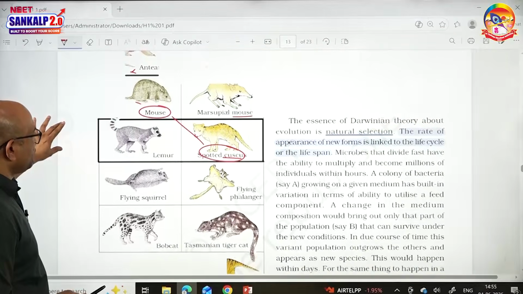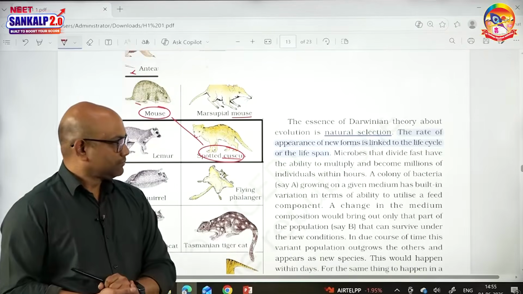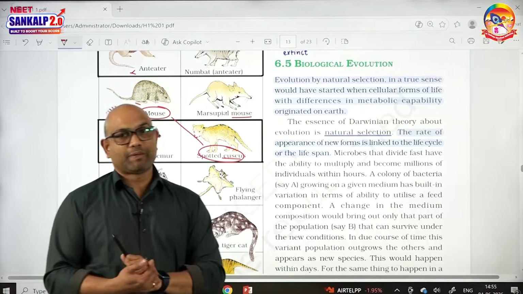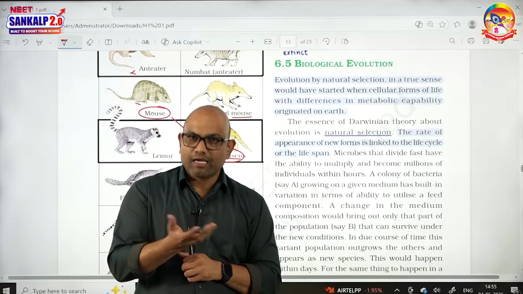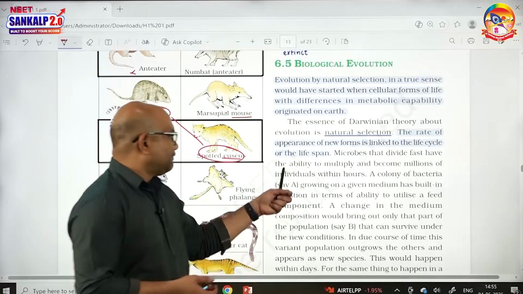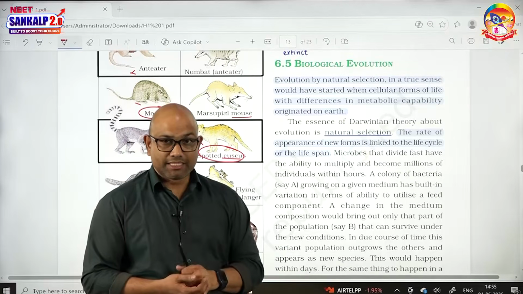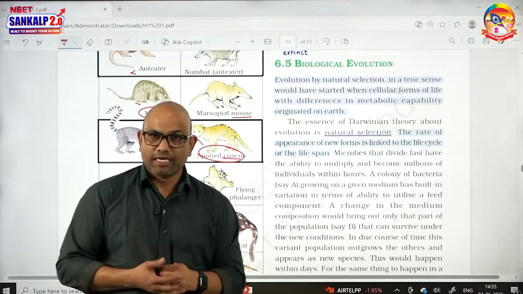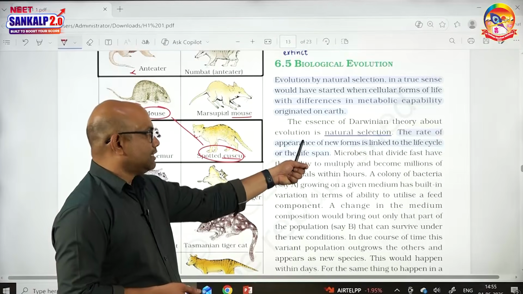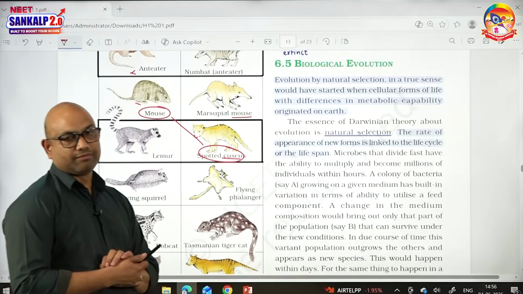And one more important point regarding the Darwinian theory is that the essence of Darwinian theory about evolution is natural selection. And one more point here is that the rate of appearance of new forms is linked to the life cycle or the lifespan of organisms. Yes, bacteria can produce new varieties within hours. See this? Microbes that divide fast have the ability to multiply and become millions of individuals within hours. But for the same thing to happen with a bird or with a fish, it takes many years because their lifespan is long. That is the reason why the rate of appearance of new forms is linked to the life cycle or the lifespan.